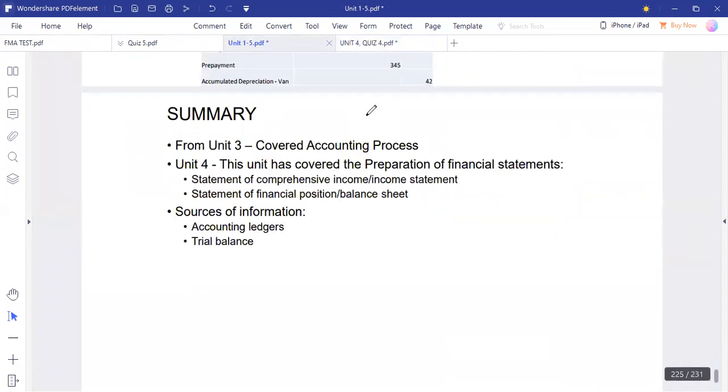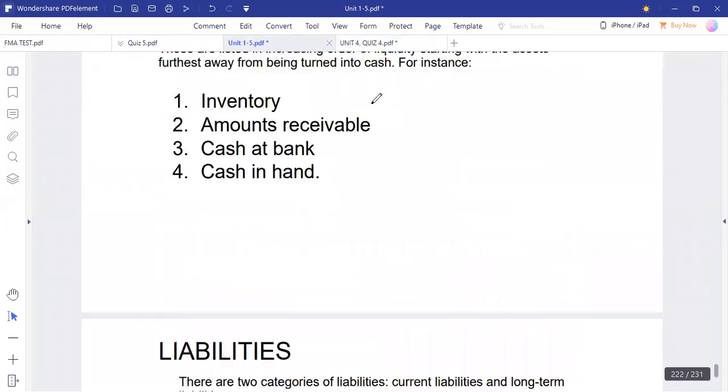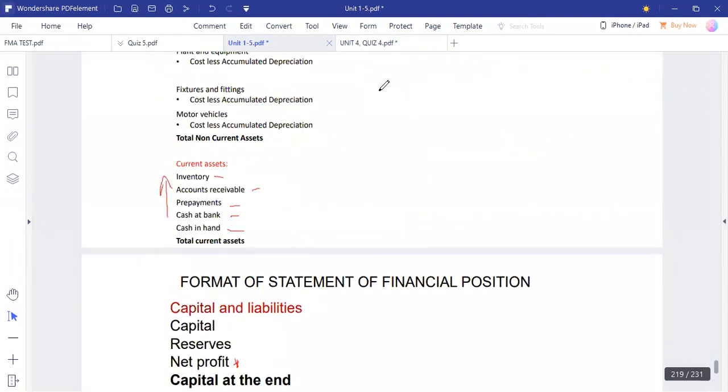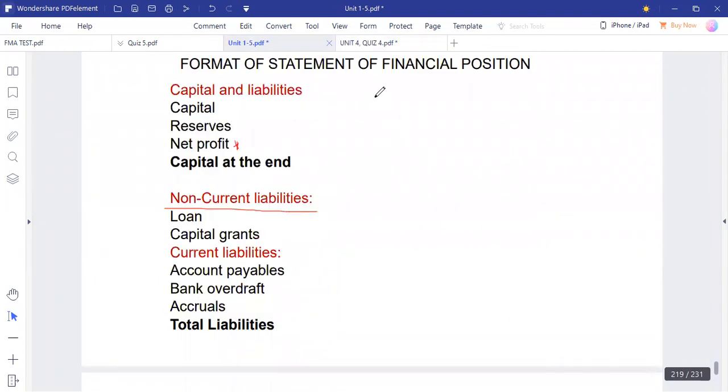So we looked at this statement with the attributes of the current liabilities. We said current liabilities must have what? Accounts payable, a bank overdraft, and accruals. So these are the ones that we have had in there. Are we following?